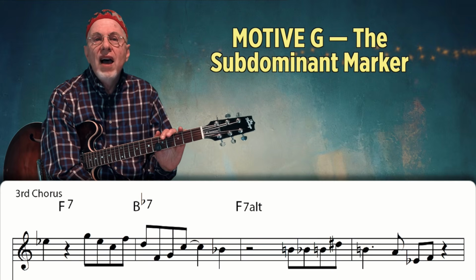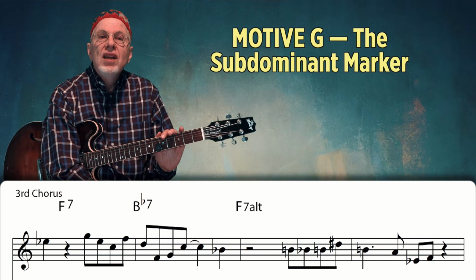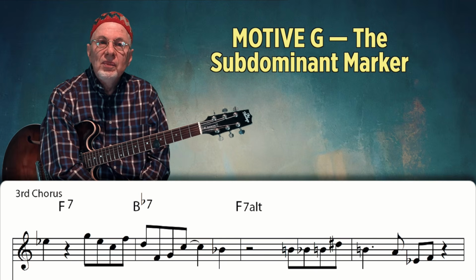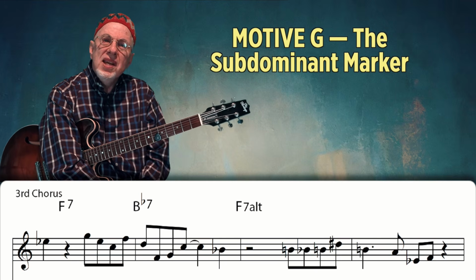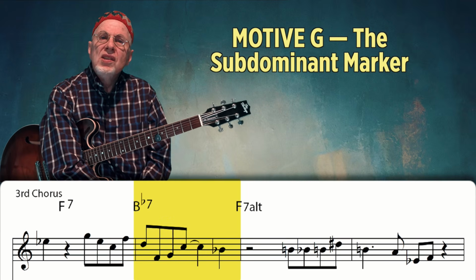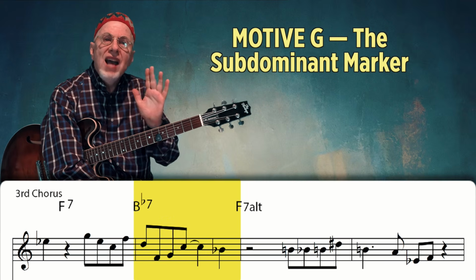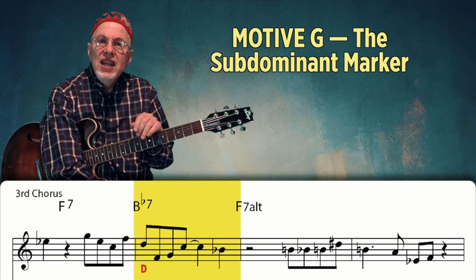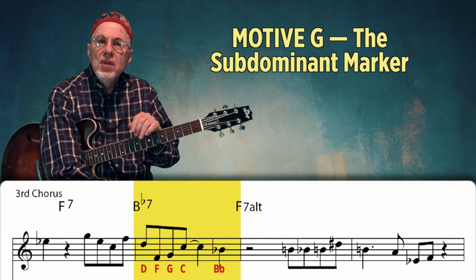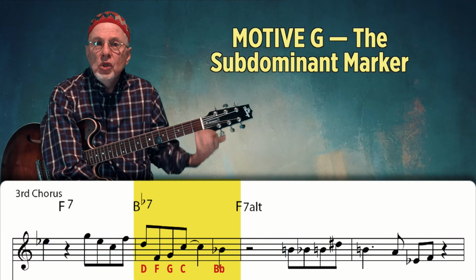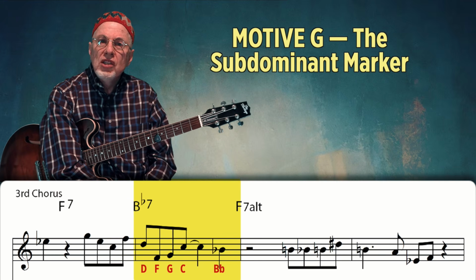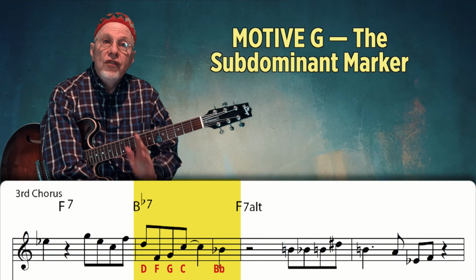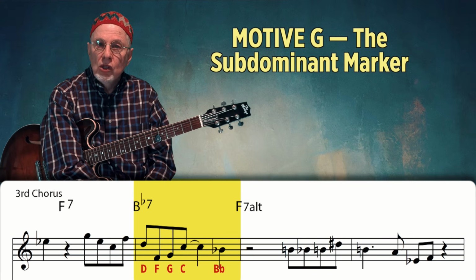And finally we have motive G, the subdominant marker. Now this is pretty interesting. Motive G is a specific 5-note pattern: D, F, G, C, and B flat. And Coltrane uses it almost exclusively to mark the IV7 or subdominant chord.